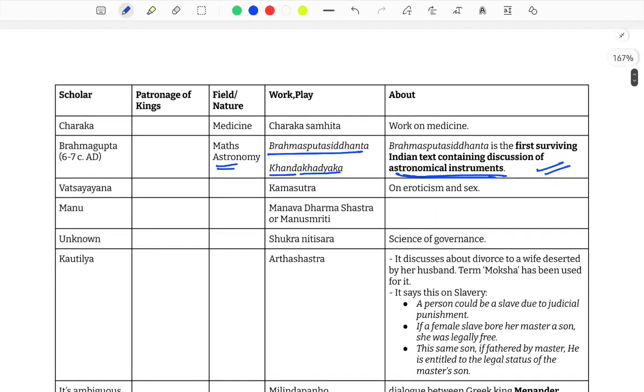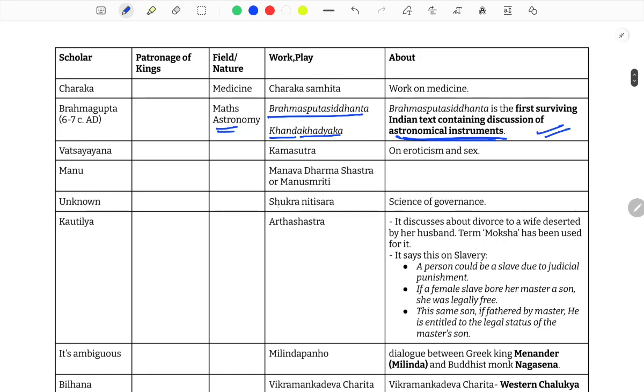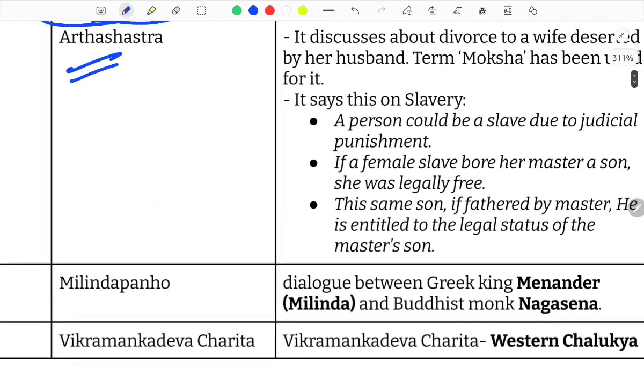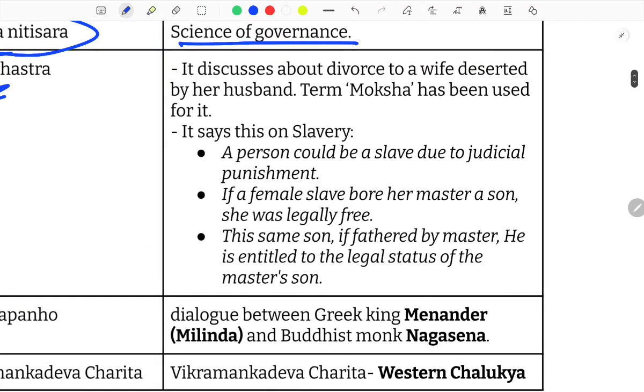Then Vatsyayana, Kama Sutra, which deals with eroticism and sex. Manu, Manava Dharmashastra and Manusmriti. Shukraniti Sara, somewhere it is mentioned; just remember the author is unknown. It deals with the science of governance. Kautilya's Arthashastra, of course, very important, and another controversial question appeared, which I told you previously.